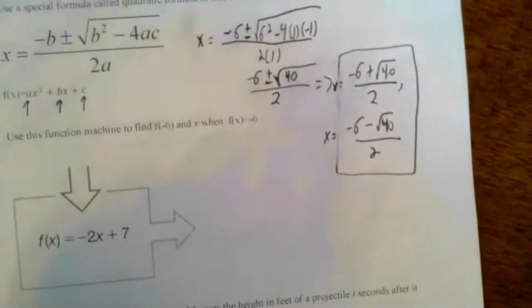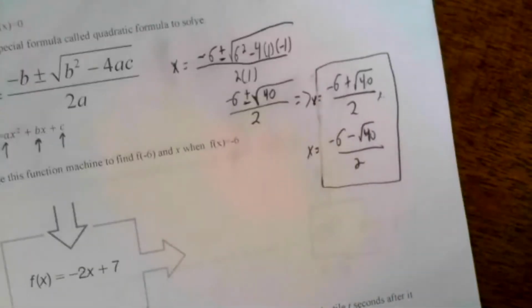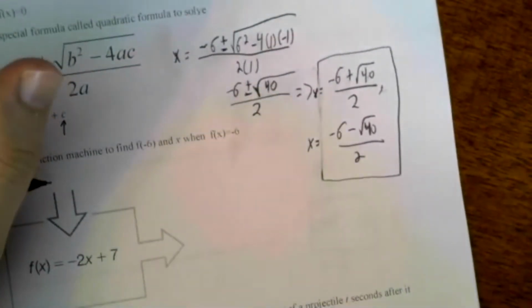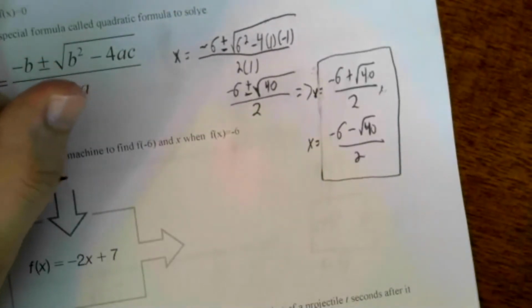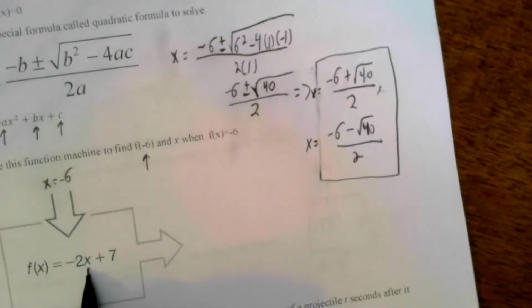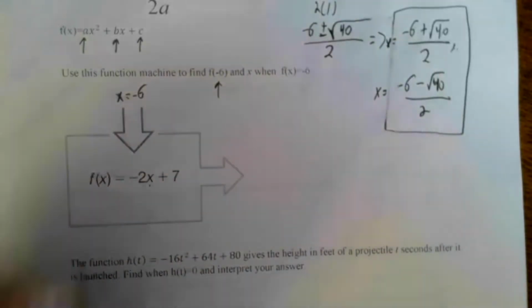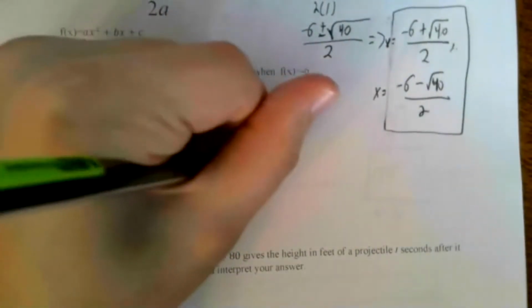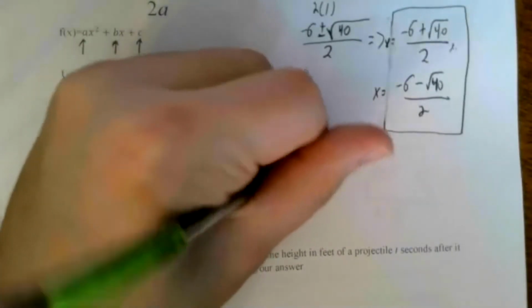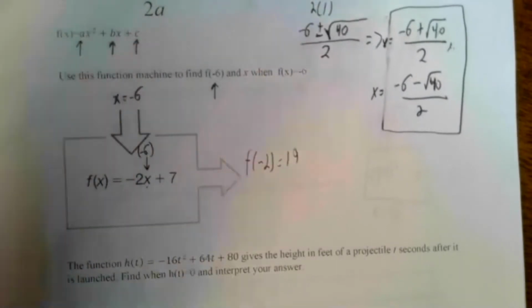Yep, no problem. Okay, so the next one says, use the function machine to find f of -6 and when f of x equals -6. So the first thing I'm going to do is plug in x equals -6, right? So that's this first one. So if I plug that in, we get -2 multiplied by -6, which is a positive 12, right? 12 plus 7 is 19. So f of -6 should be equal to 19. Right? So we're just plugging in a -6 where that x is.